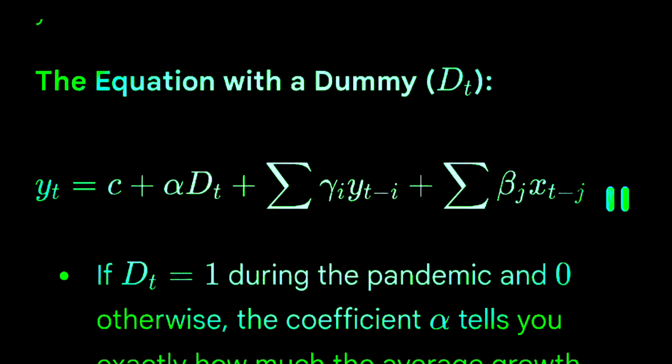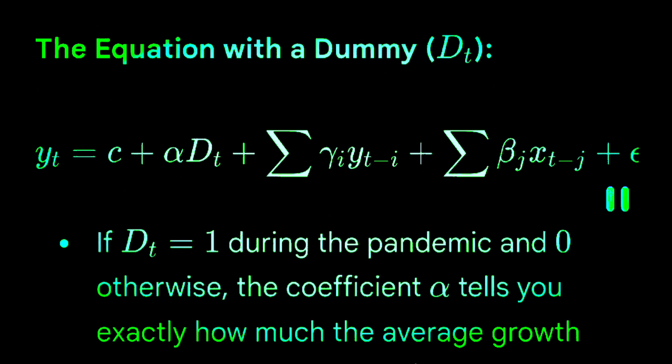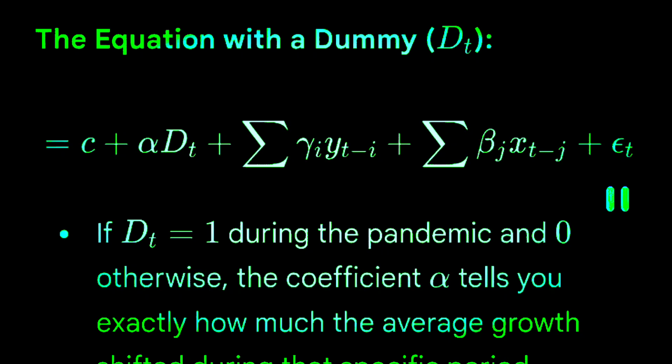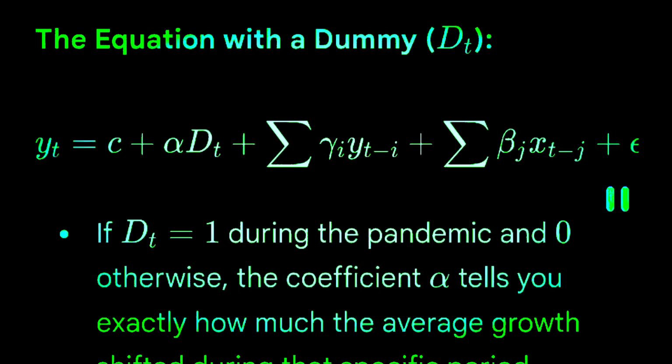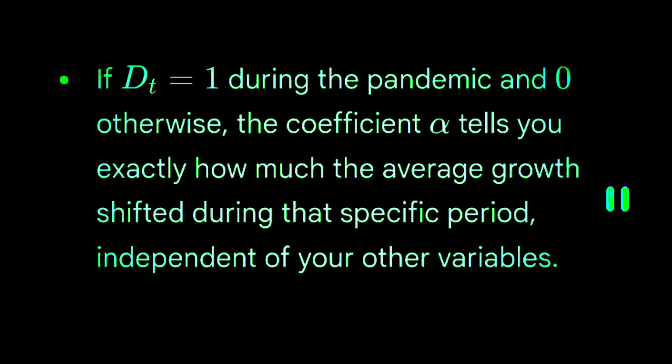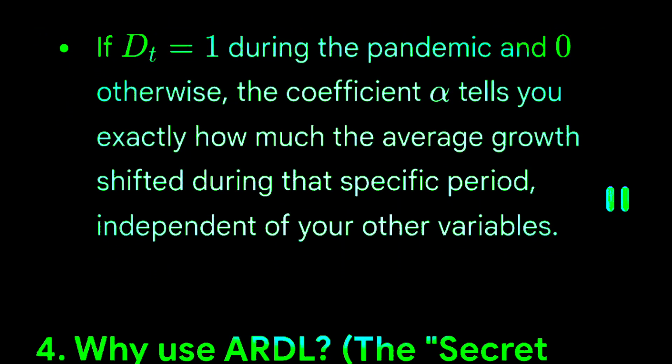The equation with the dummy, d_t. If d_t equals 1 during the pandemic and 0 otherwise, the coefficient alpha tells you exactly how much the average growth shifted during that specific period, independent of your other variables.